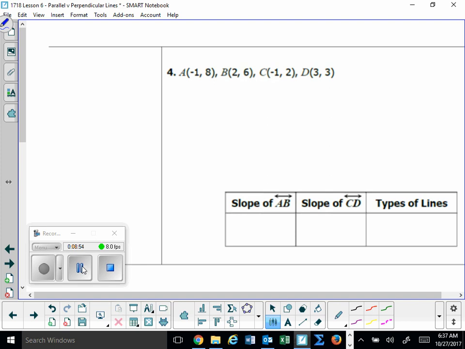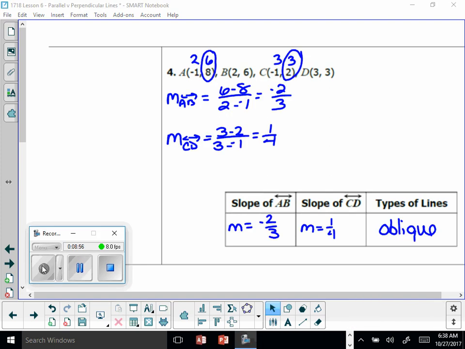All right, one more. Pause your video, please. Okay, this one was fun. My slope for AB came out to be negative 2/3, and my slope for CD was 1/4. So these lines are not parallel or perpendicular.